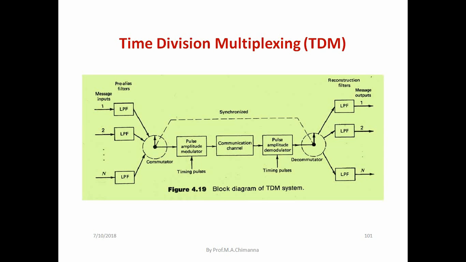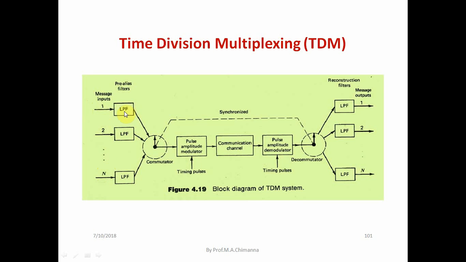Then after that, this is the basic block diagram of the time division multiplexing. Here is the pre-alias filter, which is a low pass filter, and you apply the input messages to the low pass filter. Here there are n message signals that pass through it. Therefore message inputs 1, 2, 3, 4 up to n are applied to the low pass filters.